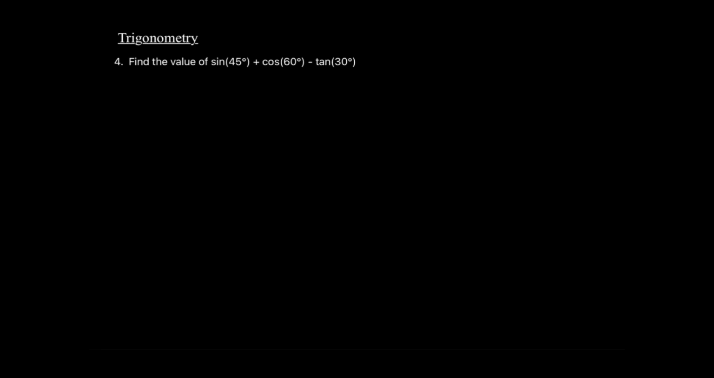For the first trigonometry question, we are asked to find the value of sine 45 degrees plus cosine 60 degrees minus tan 30 degrees. To solve this, we could use our calculator or the unit circle to find the values of sine 45 degrees, cosine 60 degrees, and tangent 30 degrees, after which we can do the arithmetic. For the purpose of this video, I will just draw the unit circle and locate the various angles.